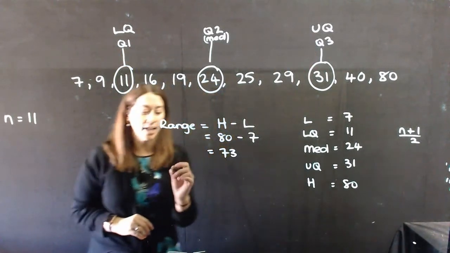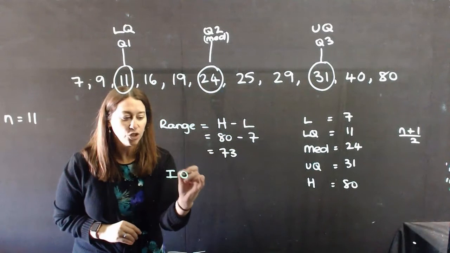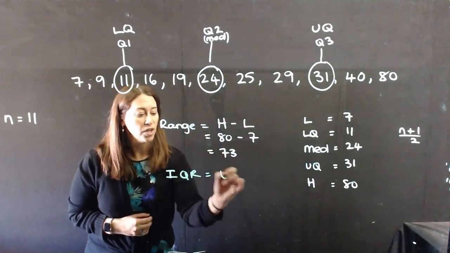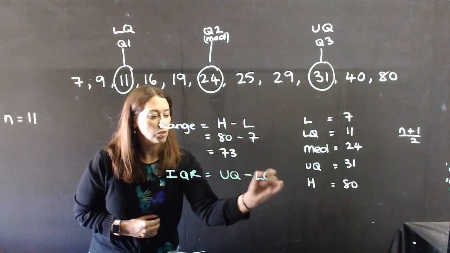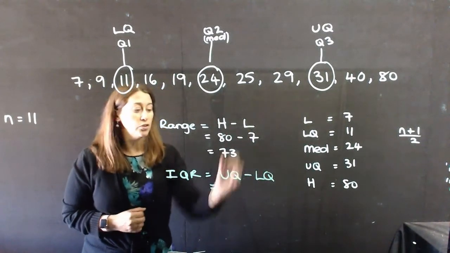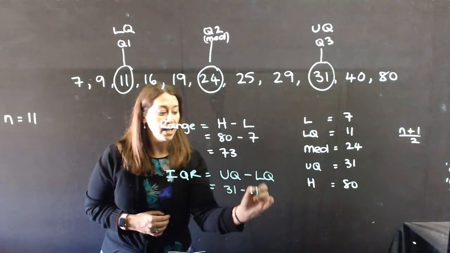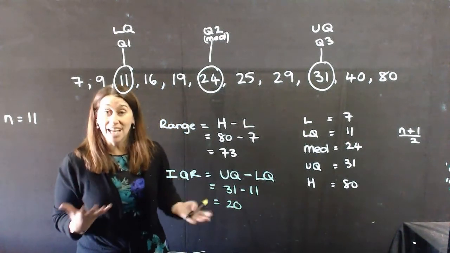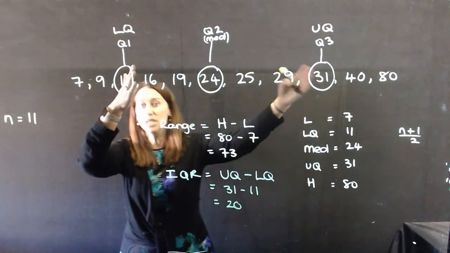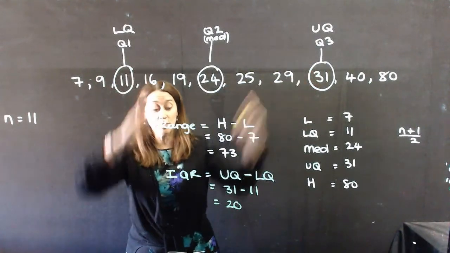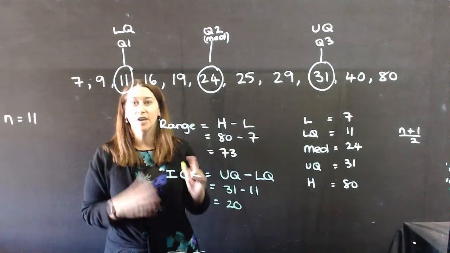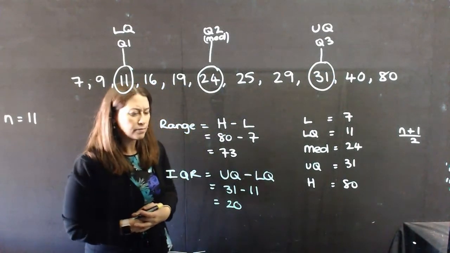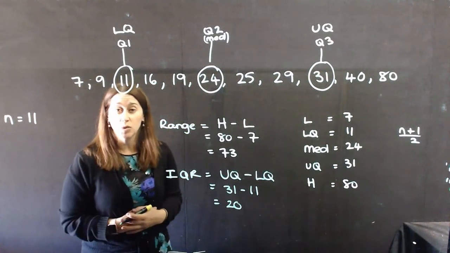This is called the interquartile range. I'm going to write IQR for short. And the interquartile range is the upper quartile, take away the lower quartile. So if I do that, I've got 31, take away 11, my interquartile range is 20. I can now say that half of my data, the middle half of my data, is only spread across 20 numbers, yet 100% of my data is spread across 73 numbers. And that's how you work out the interquartile range.